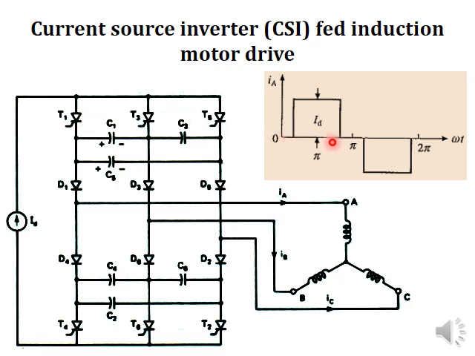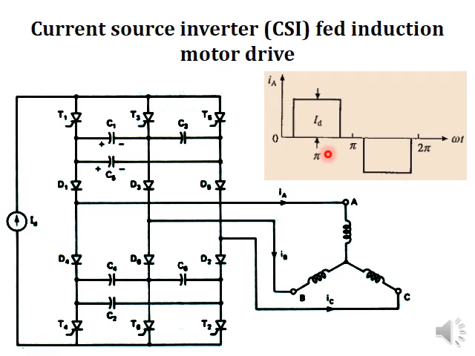And since we can see the current profile in this picture, the current suddenly rises and falls. This is a speciality of the current profile of a current source inverter.